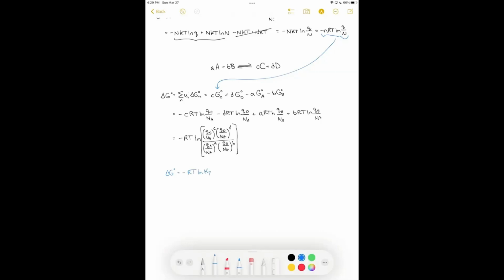So if I have delta G being equal to RT times this natural log of this mess based on the partition functions, those are the same thing. And I can say that Kp is equal to, I'm just going to copy all this stuff out here. It's equal to all of these terms here based off of the partition functions. So the equilibrium constant is as follows here.